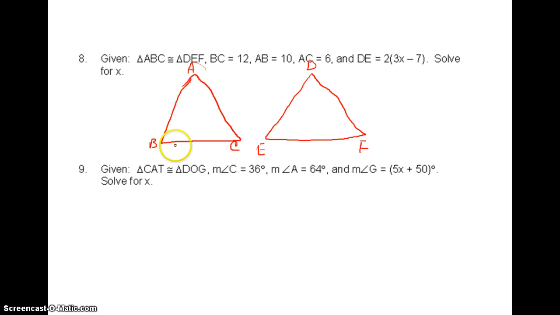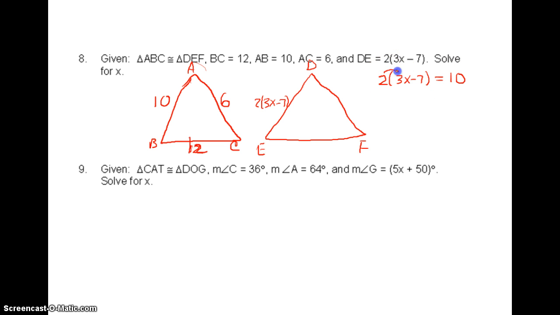Now BC is equal to 12. Oops, 12 here. AB is equal to 10 over here. AC is equal to 6 right here. And DE equals 2 times 3x minus 7. Solve for x. Okay, well, x is on DE here, and that's going to have to match up with this one over here in the same position. So 2 times 3x minus 7 equals 10.